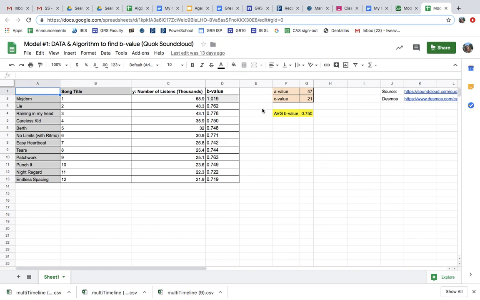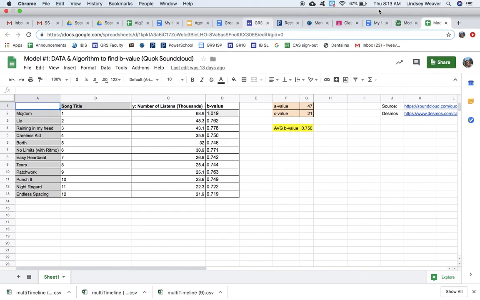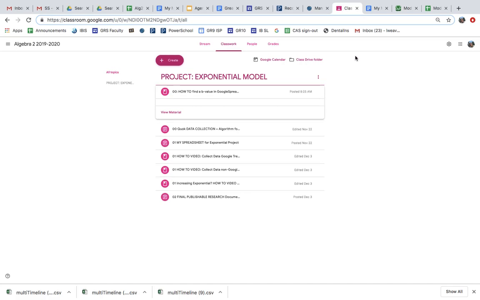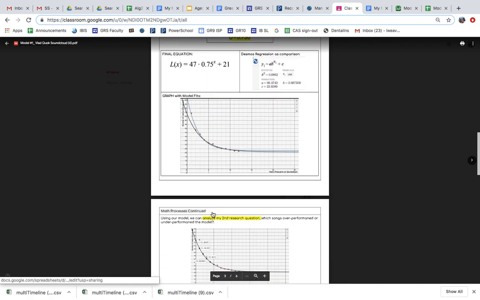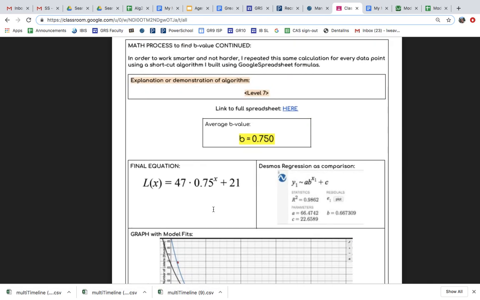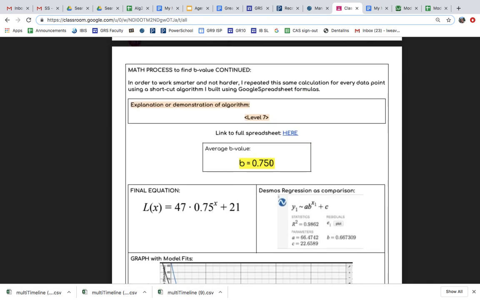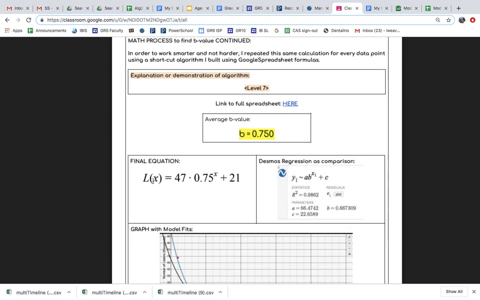And my average b value when I did my algorithm in Google Spreadsheets was 0.750. And so now I have the equation of my line, the equation of my model. Let's get back to that example. And I know that my average b value is 0.750. Therefore, I have my final equation here.